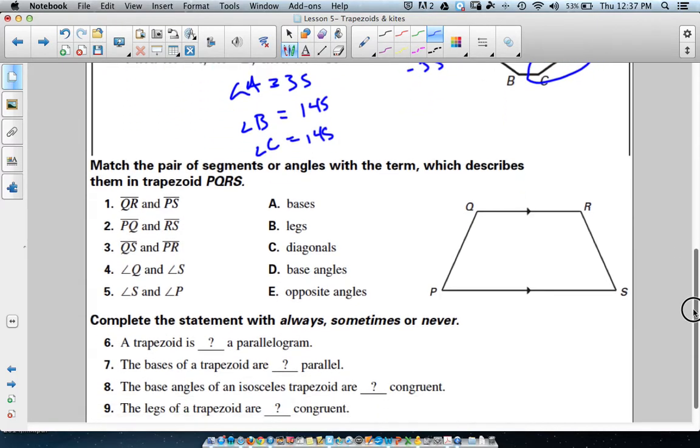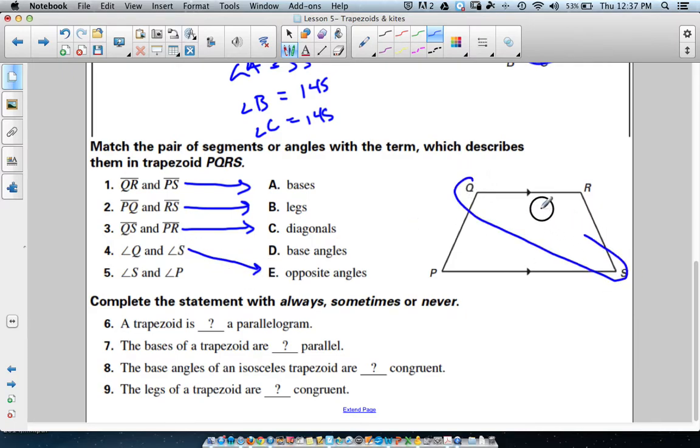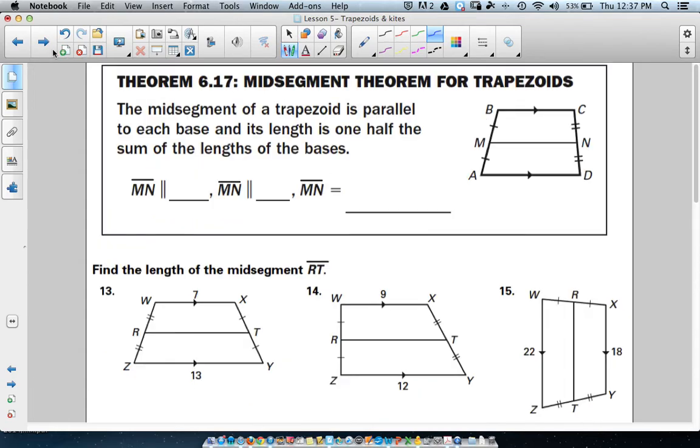Now, do we really want to go into these? I can tell you that's going to be the bases, that's going to be the legs, this is going to be the diagonals, this is going to be the opposite angles. See how Q and S are on opposite sides of the trapezoid? And then S and P are base angles. Now, this is the homework. We'll do this in class, so don't worry about this.